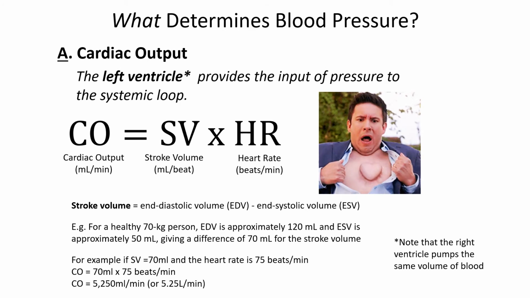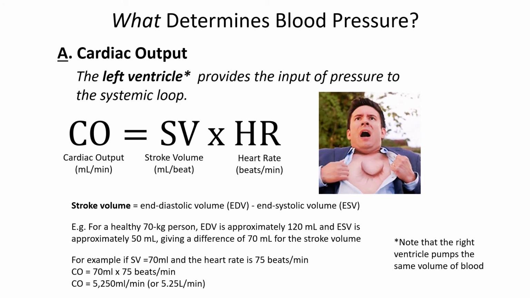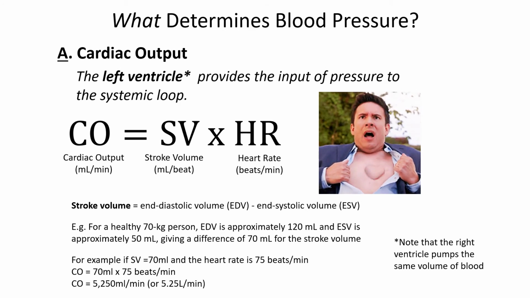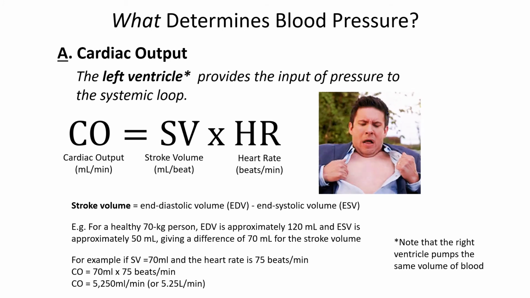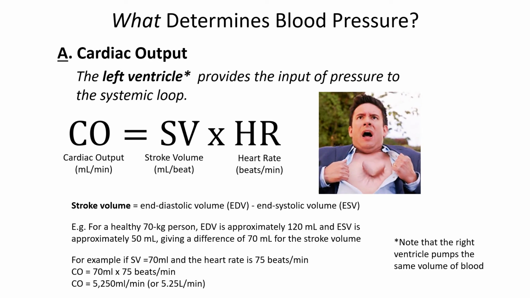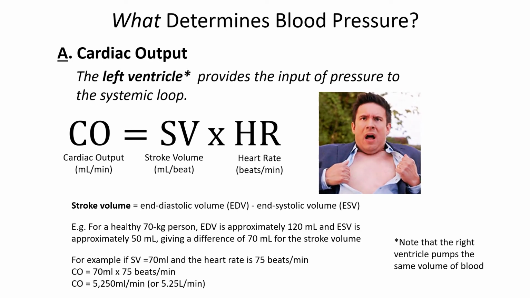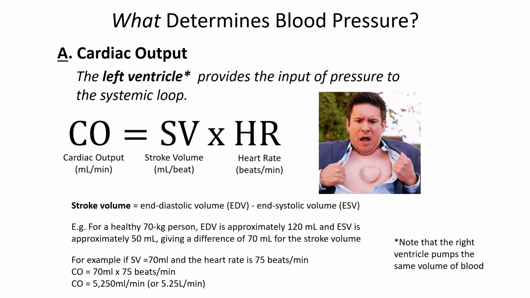We have the stroke volume. That's the actual volume that's going to be pushed with each contraction of the left ventricle. And then we have the heart rate, which is the number of times that the left ventricle is going to contract every minute. To determine the stroke volume, what we do is we take the end systolic volume and subtract that from the end diastolic volume.